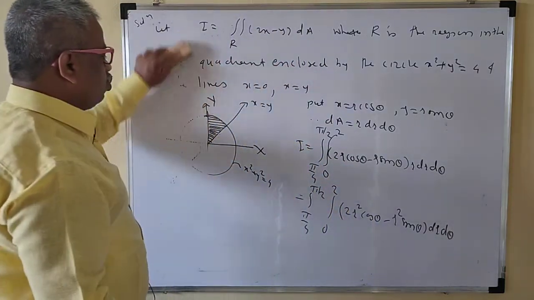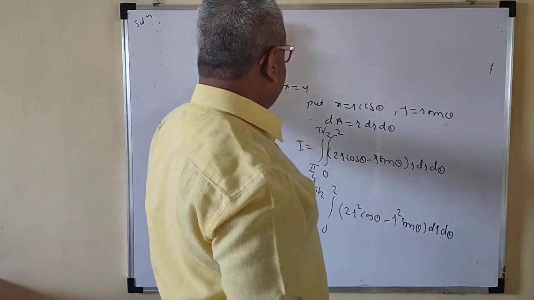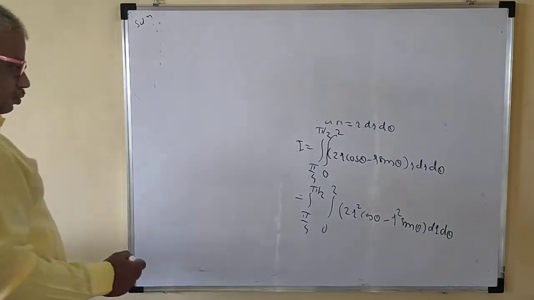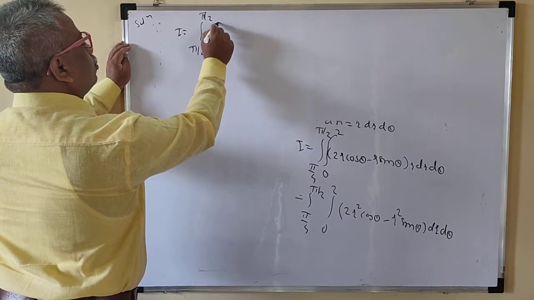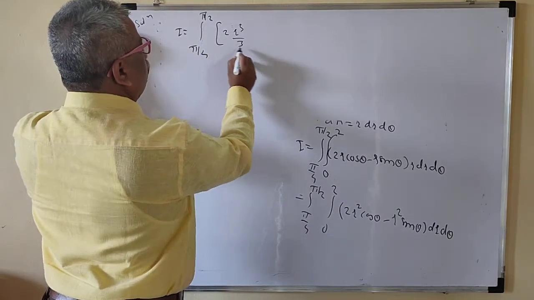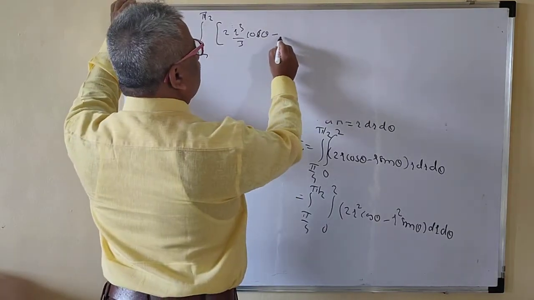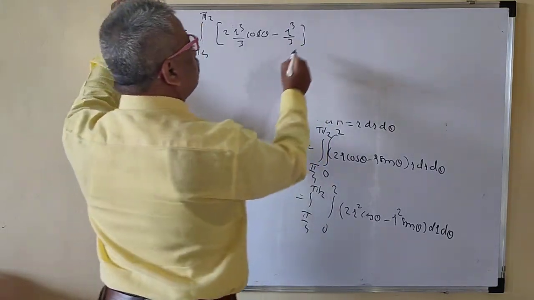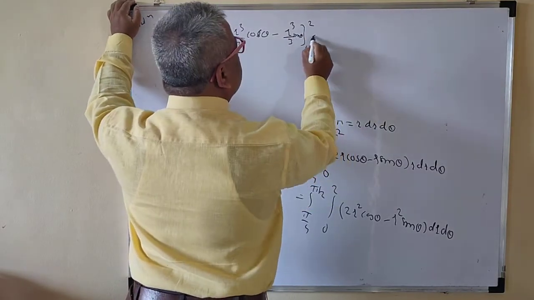First we have to integrate this with respect to r now. Now the figure is useless, so I will erase that. So r goes from pi by 4 to pi by 2. First we will integrate with respect to r. This is 2 r cube by 3, and your cos theta will be as it is. It is very simple actually. Minus r cube upon 3, r from 0 to 2, and sin theta is here. So d theta.